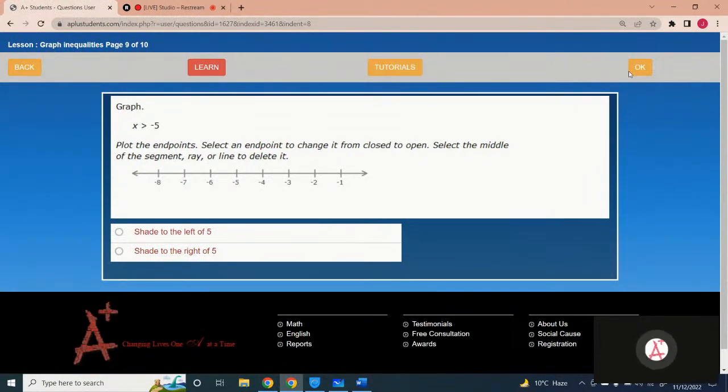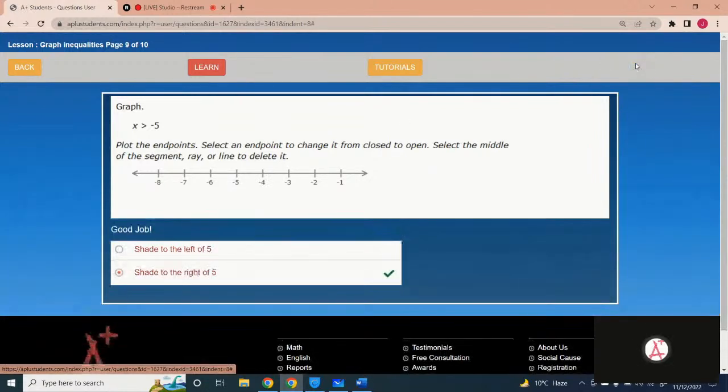X is greater than negative 5. So which option is the correct one? X is greater than negative 5. So which numbers are greater than negative 5? This is on the right hand side, because greater numbers are always on the right hand side.